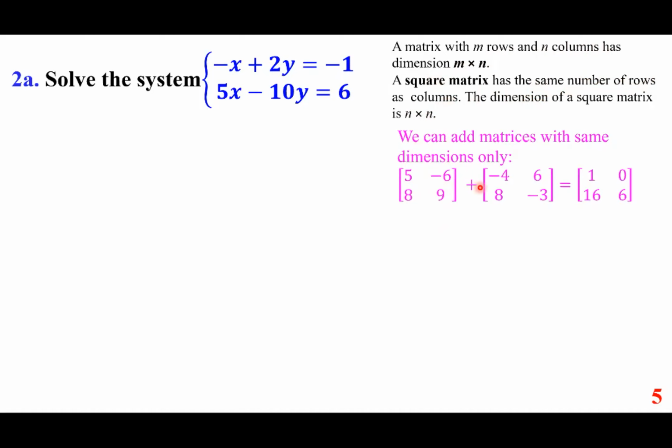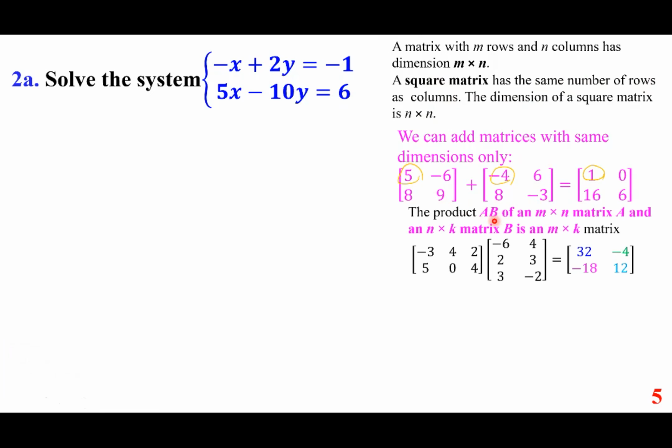We can add them up if they have the same dimensions, and all you have to do is add the corresponding entries: 5 and negative 4, negative 6 and 6, 8 and 8, 9 and negative 3. So again, as an example, you would add these two to get this number, and the rest will follow. That's as far as addition is concerned.